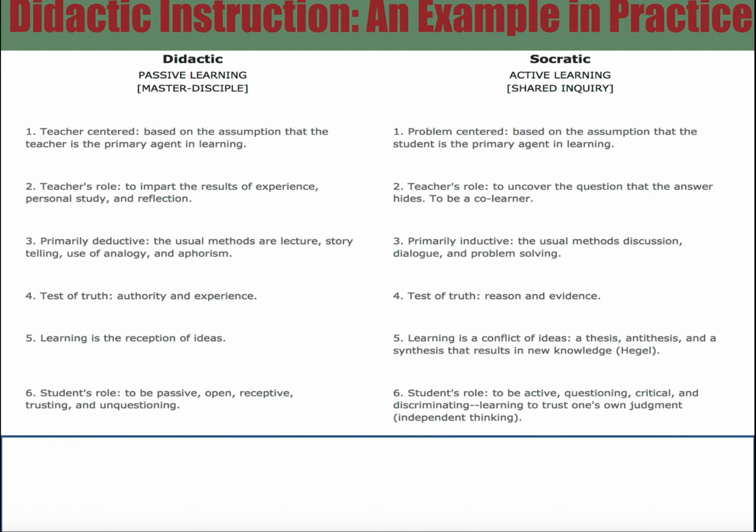Okay, point 6, the student's role in didactic strategy is really to be passive, open, receptive, trusting and unquestioning. You are, in this one as a student, really just believing what the teacher is telling you and writing down that information, kind of like what we're doing on our T-chart right now. Whereas in Socratic, the student's role is really to be active, questioning, critical, and discerning. You really have to learn to trust your own judgment, your own thinking. That's where these depth of knowledge questions really come in, because you're getting at a higher level of knowledge based on what it is you've learned and understood. So take a moment to take notes here on the distinction between the student's role in didactic and Socratic. If you need to, pause the video.